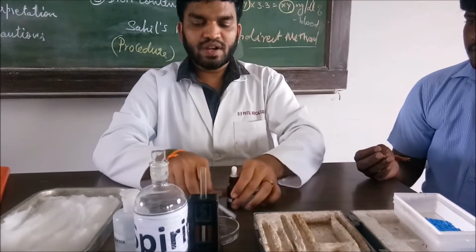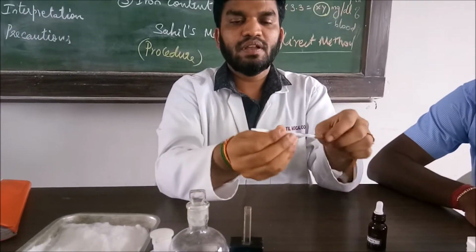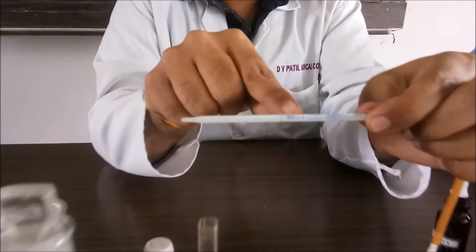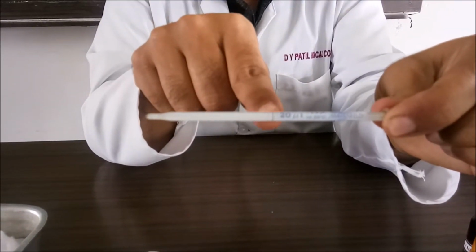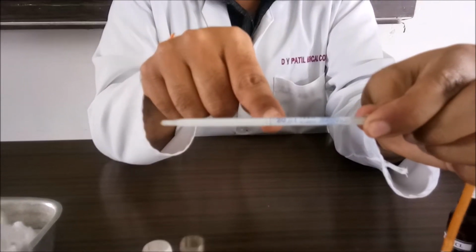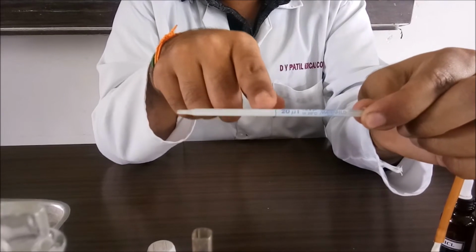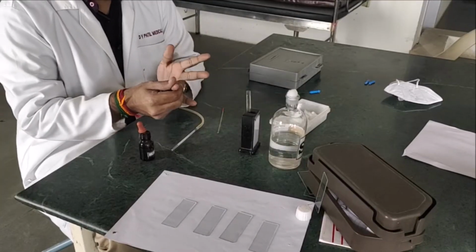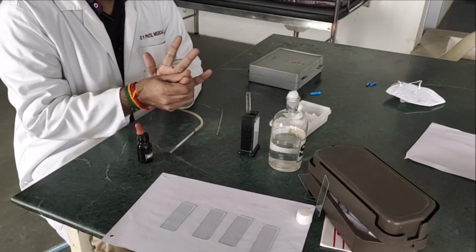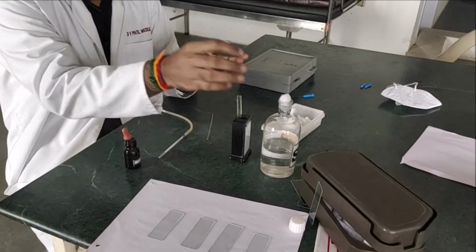Next, keep the pipette ready. See the pipette, this is 20 microliter. We are going to fill the blood sample up to this mark without any air bubble. If an air bubble is there, discard it and we have to start the procedure from the beginning. Now I am going to give a gentle massage to the finger before wiping with spirit cotton.